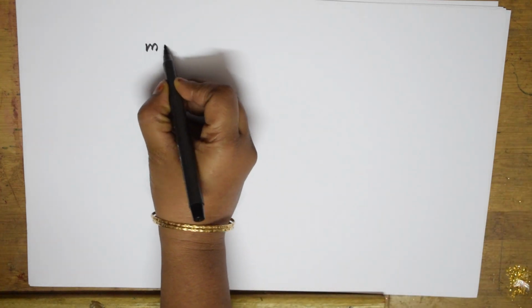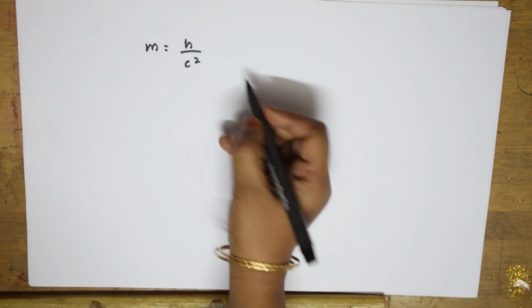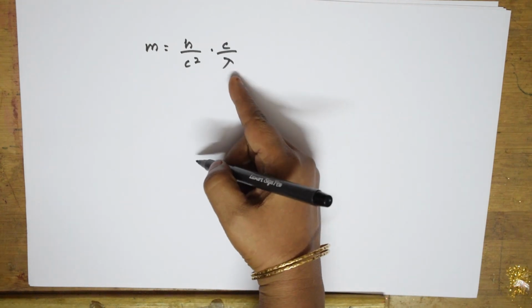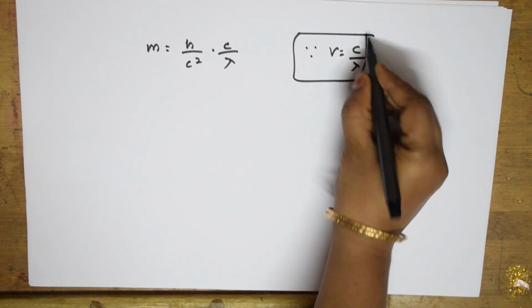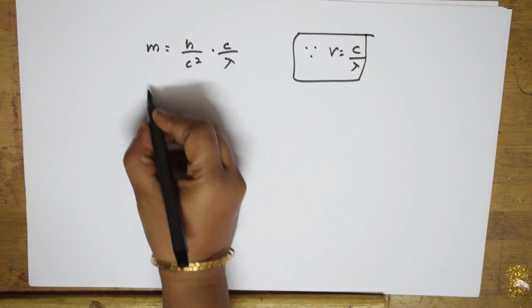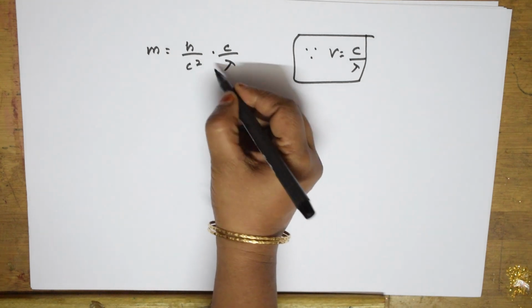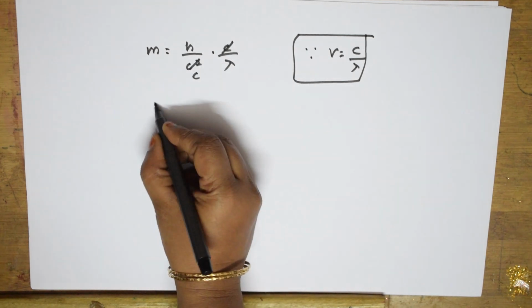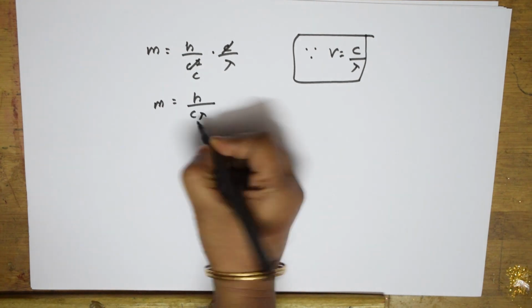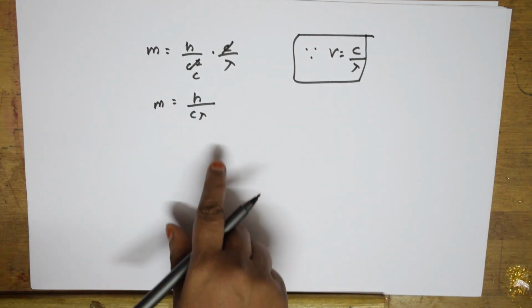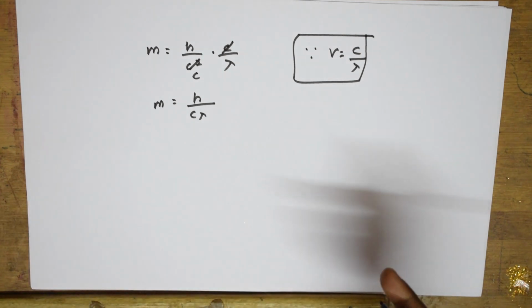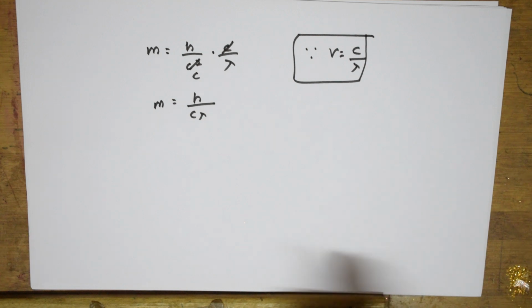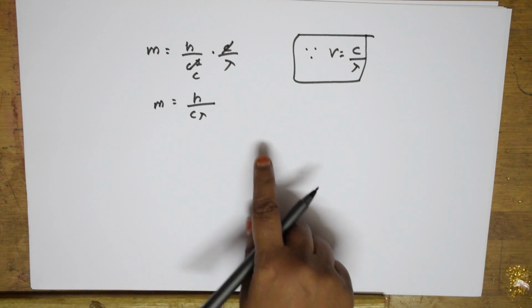I can write m is equal to h by c square into c by lambda. Why did I write this? Because nu is equal to c by lambda. So I've substituted that value here. Now this c and this c get cancelled, one c here, one c here. So m is equal to h by c lambda. So we have two equations now. Let us take this as equation 3 and this as equation 4.